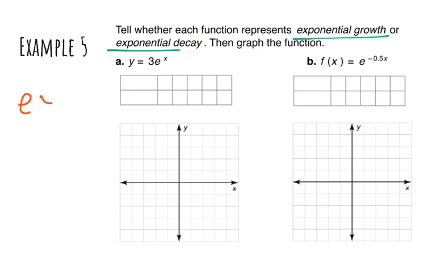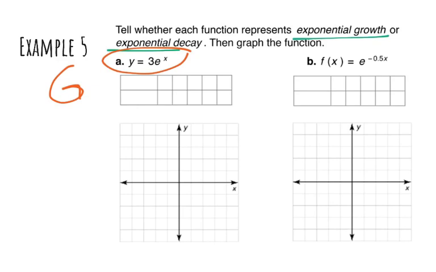Again, think about e as roughly the number 2.7. Is that bigger than 1? Yes. And so this function right here represents exponential growth because the b value is e, which is greater than 1. So this is exponential growth.